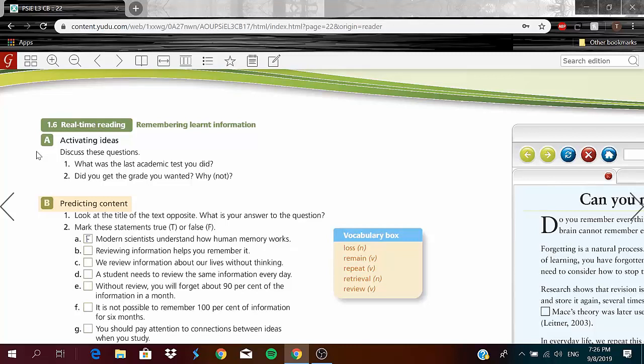Number 2, did you get the grade you wanted? Why or why not? And also add how. How did you get it? What did you have to do to get that grade? If you got the grade that you wanted, say how and why. You always gotta have those 2 answers in the back of your head. And if you didn't get the grade that you wanted, why not? What happened? What went wrong? So activate your ideas, start thinking a little bit, and then we'll move to exercise B.